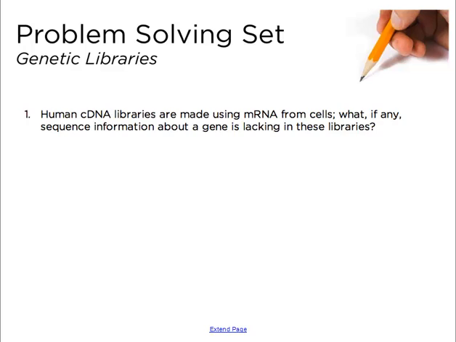Question 1. Human cDNA libraries are made using mRNA from cells. What, if any, sequence information about a gene is lacking in these libraries? Well, as they say, we're talking about human cDNA libraries. Now, humans are eukaryotes.